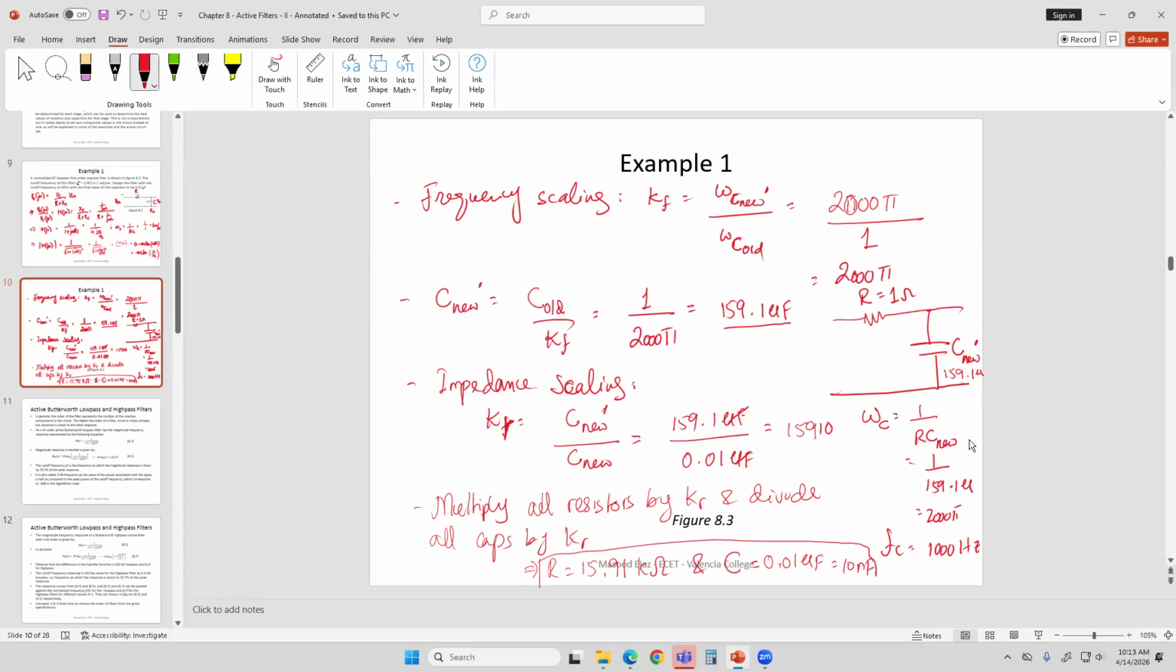Its impedance scaling is KR. KR represents resistance, basically. KF is the frequency.